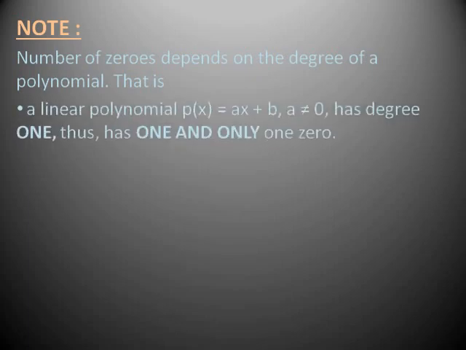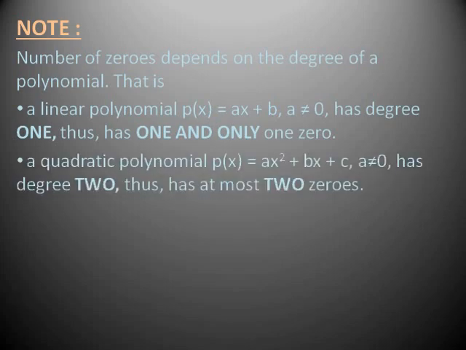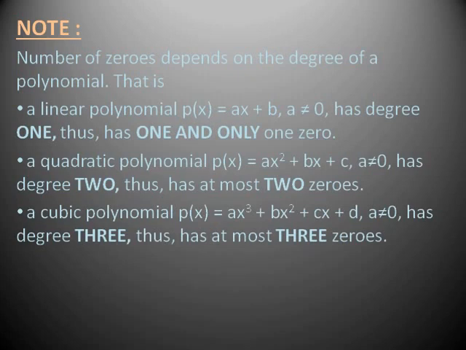A quadratic polynomial, ax square plus bx plus c, has degree 2. Therefore, it has at most 2 zeros, as we have discussed in the previous example. A cubic polynomial, ax cube plus bx square plus cx plus d, has degree 3. Thus, it has at most 3 zeros, meaning a maximum of 3 zeros. It can have 1, 2 or 3 zeros. So, maximum 3 zeros it can have.